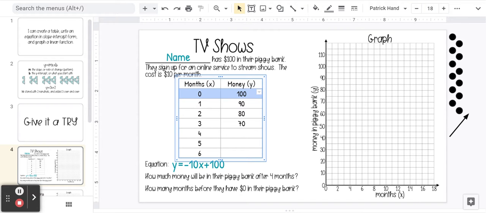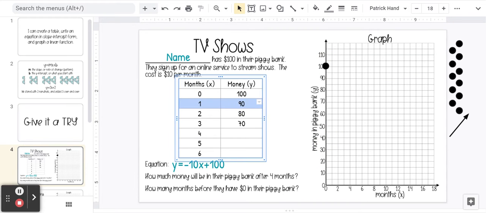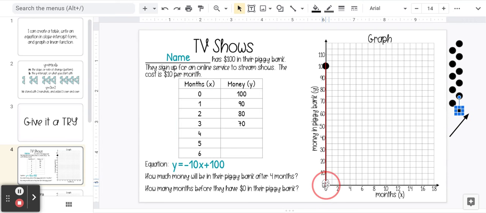So this one is 0, 100. So we're going to take a dot. We're going to start here. This is where the origin would be. We're going to go over to 0 months. So basically we don't move at all. Hop on the elevator. We'll go up to $100. Then next is 1, 90. So we'll go over to 1, up to 90. And then next over to 2, up to 80.